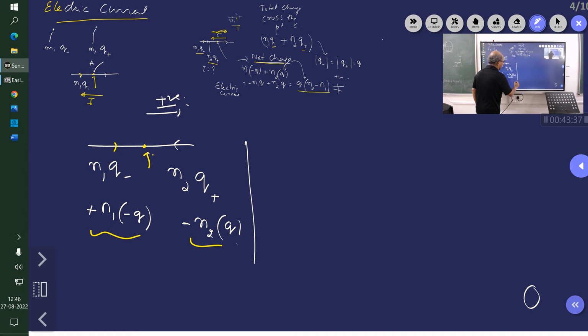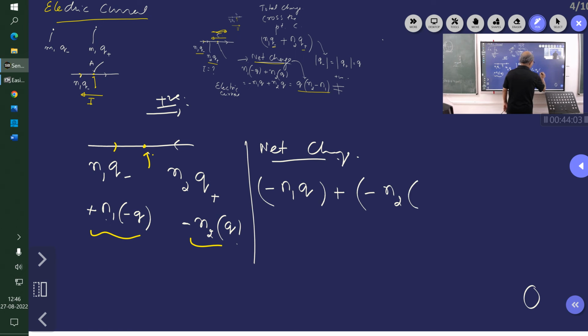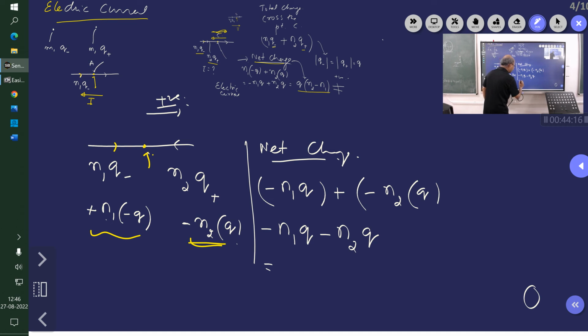Now, what is the net charge crossing this point? So I will simply add these two. I'll get here minus N1Q, because N1 into minus Q is minus N1Q, so into plus 1 is minus into plus is minus. Then plus of minus N2 into Q, so here plus into minus will be minus. So I'll get here minus N1Q minus N2Q. So that gives you a minus Q into N1 plus N2.